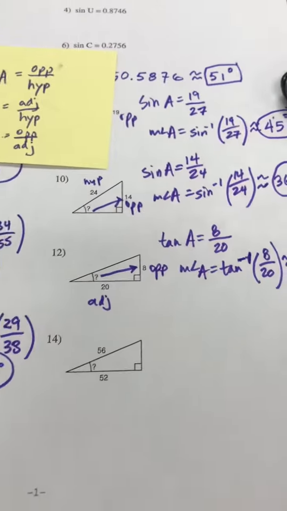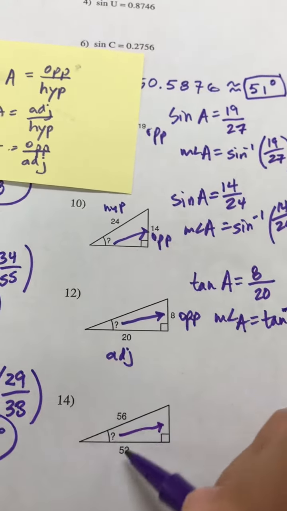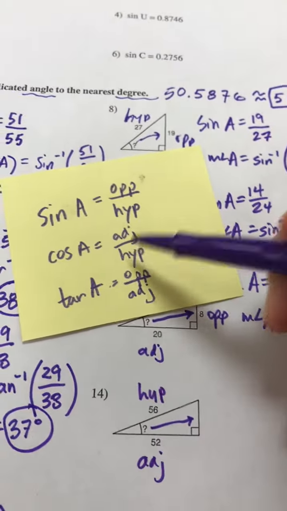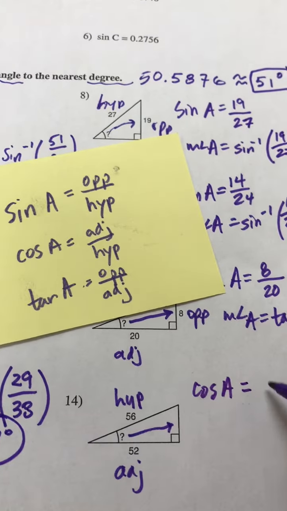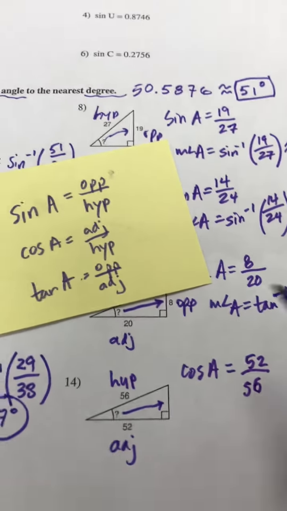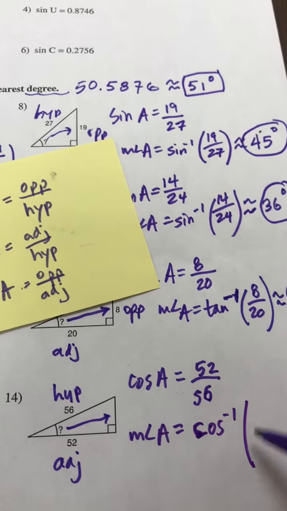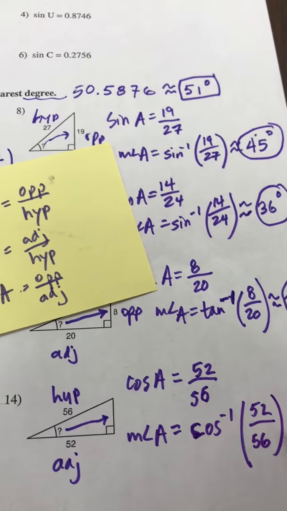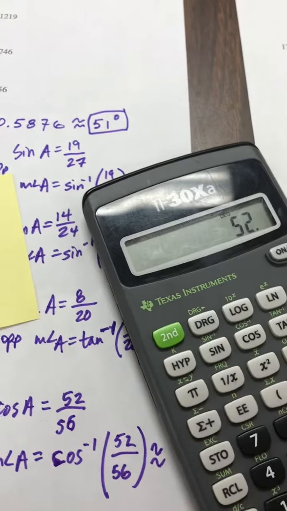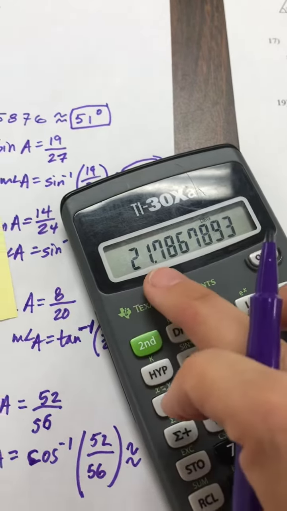Okay, one more, and then we'll do the ones at the top. Oh, this one's different. I have nothing here for the opposite. I do have adjacent and hypotenuse, which I haven't used yet on this homework. Looks like I need to use cosine. The cosine of an angle is adjacent over the hypotenuse. So the measure of angle A would be the inverse cosine of 52 over 56, and we should be able to round that to the nearest degree. So 52 over 56, enter, and then I just have to make sure I hit inverse cosine, and that would round to 22 degrees.